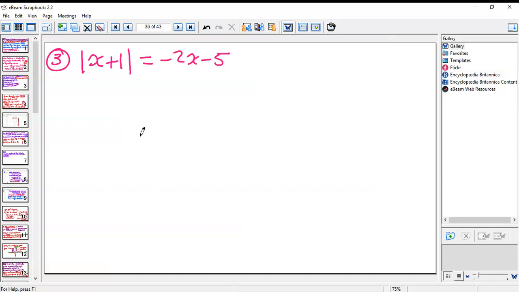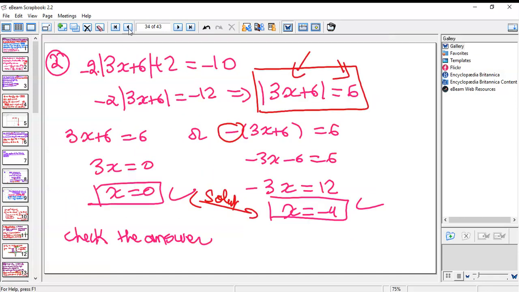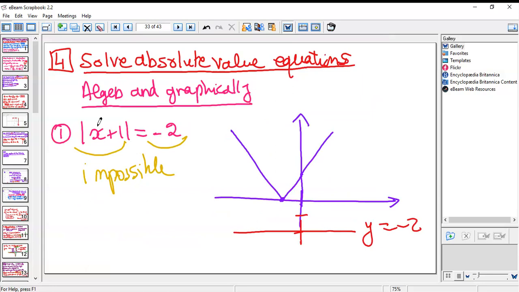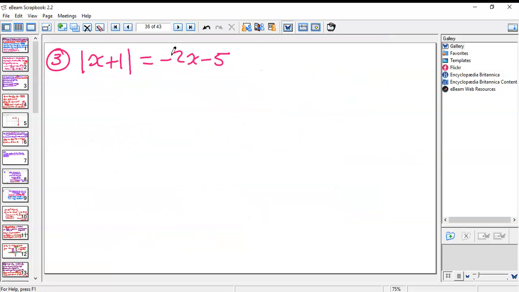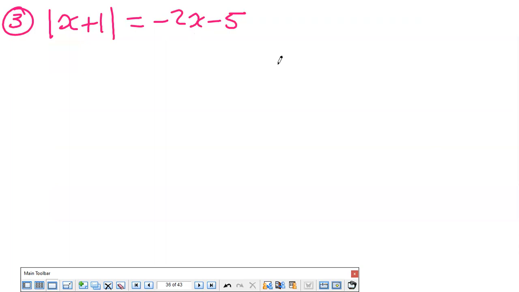Now, guys, I'm still in the absolute value part. I did already in the preceding video two examples for the absolute value. One equal to a negative, and we said it's impossible. One equal to a constant like 6 that I know if it's positive or negative, and we solved it already. And now we will solve an absolute value equal to a polynomial that I'm not sure about itself.